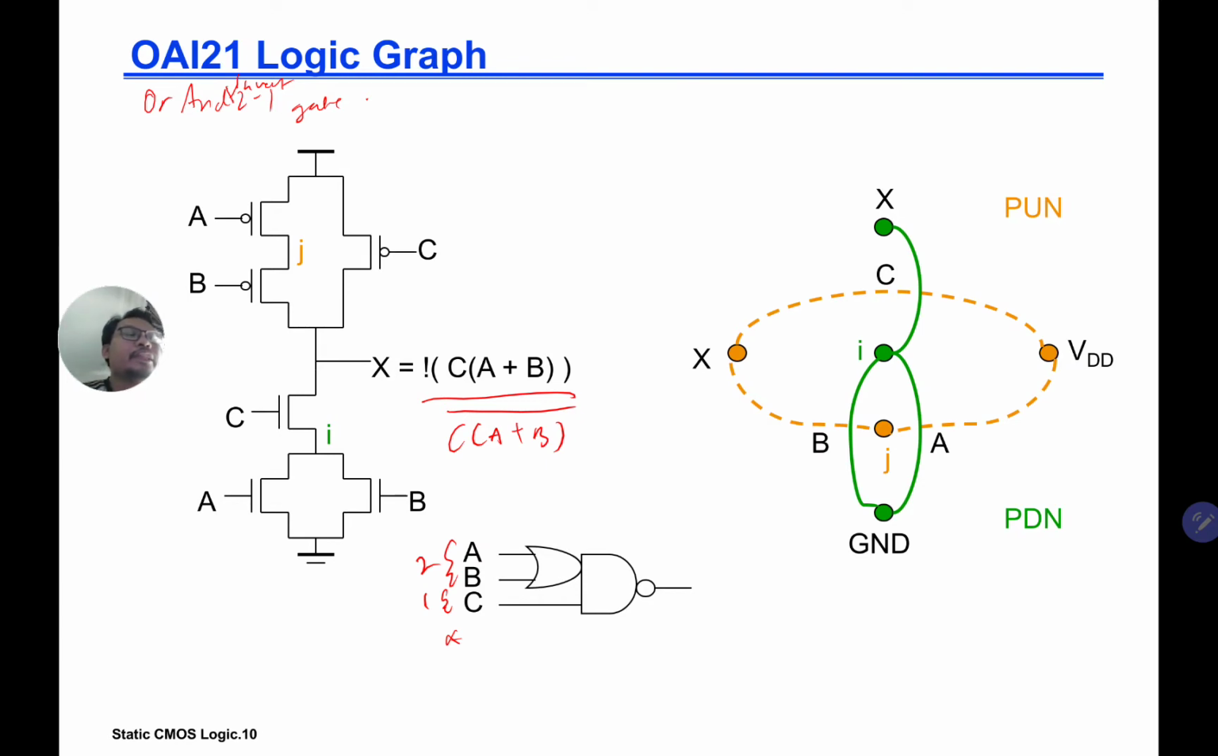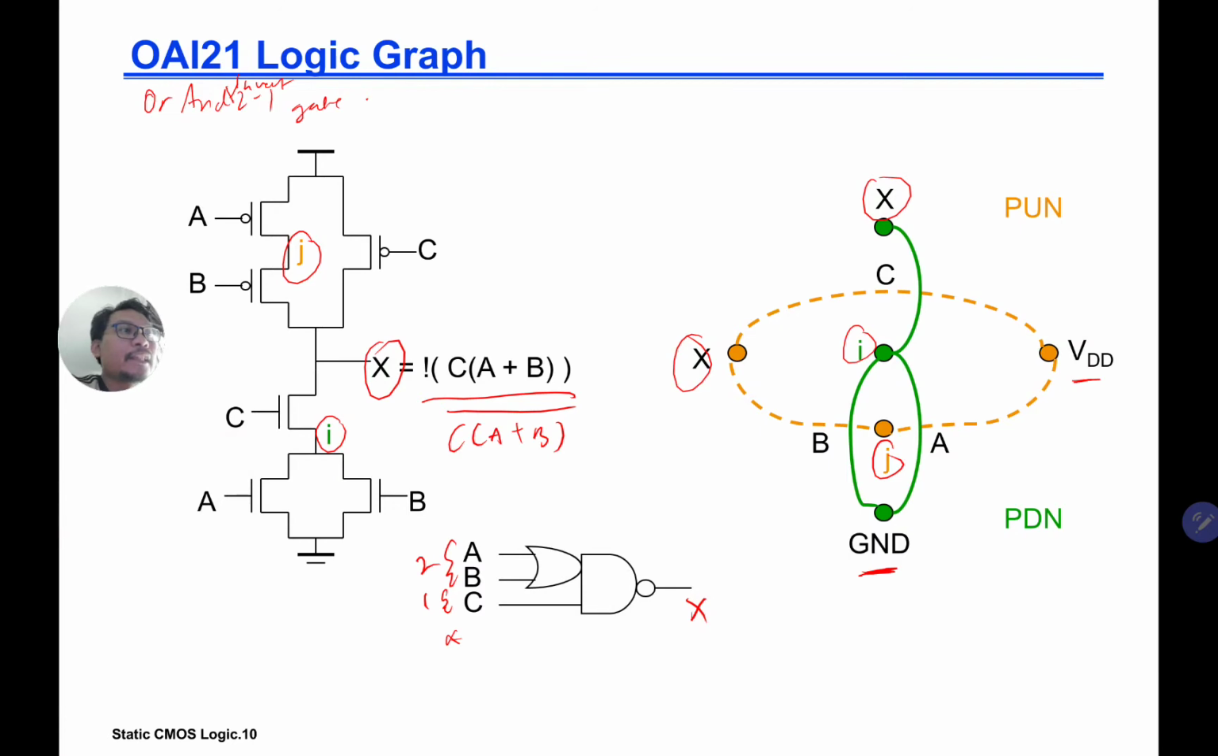Okay, so on the right side here we have the logic graph. So how do we make the logic graph? We start with the VDD on the right side, we have the ground on the lower side, and then the X here is your output, your main gate output X. In the middle of the graph you will have nodes I and J. Node I corresponds to the node in the NMOS configuration, and J is the node in the PMOS configuration.